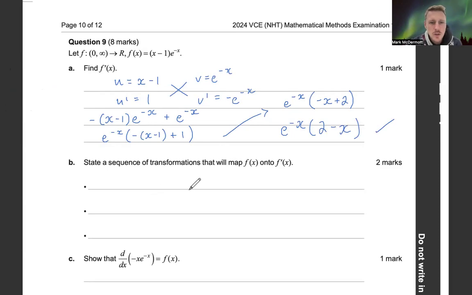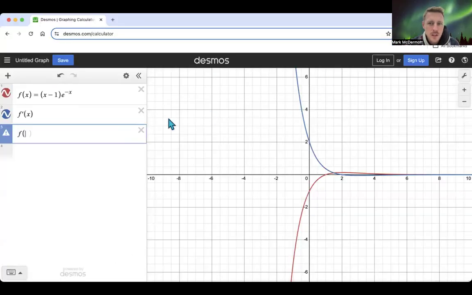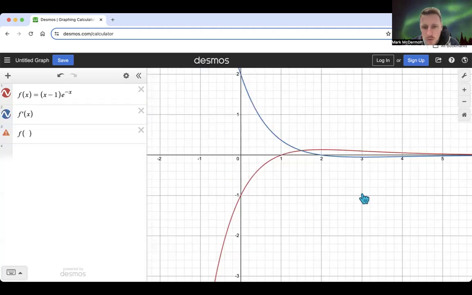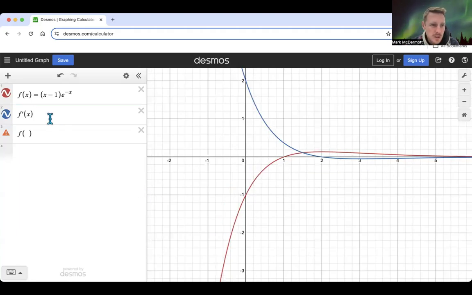Okay, state a sequence of transformations that will map the function onto its derivative. Now, I actually think this is the hardest question in the paper. So I'm going to go over to Desmos and explain for you. Okay, so we've got f of x equals x minus 1, e to the negative x. That's the red function, which you can see here. We need to map the red function onto the blue function. So f dash of x is the blue function. It is whatever we worked it out to be, actually.